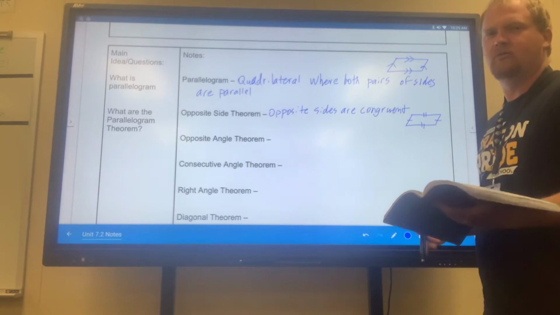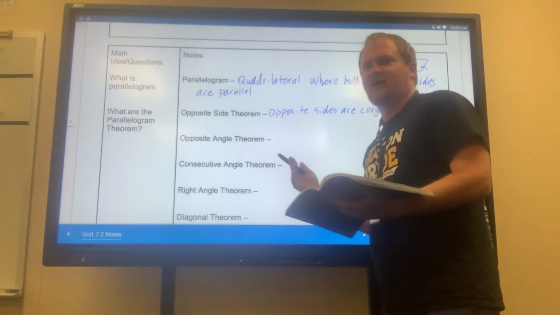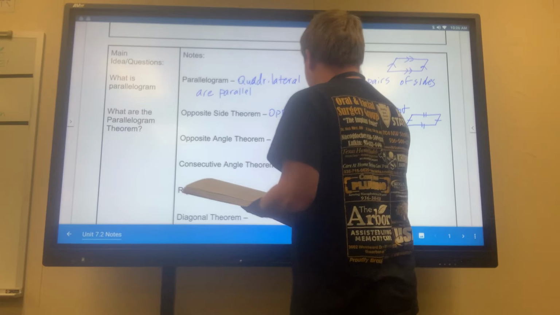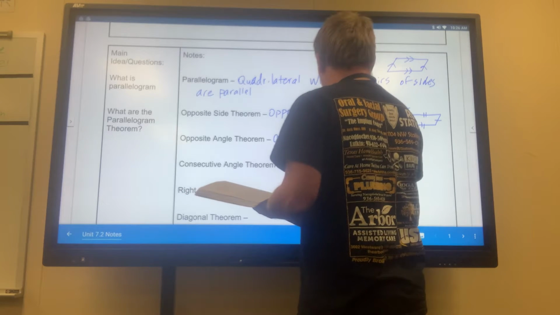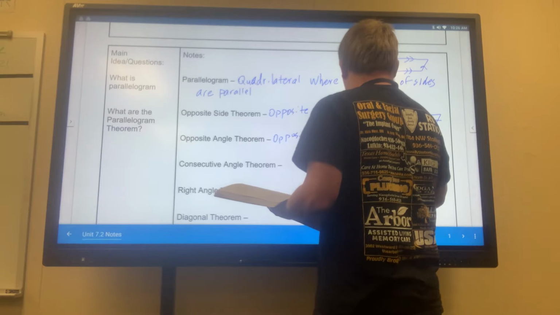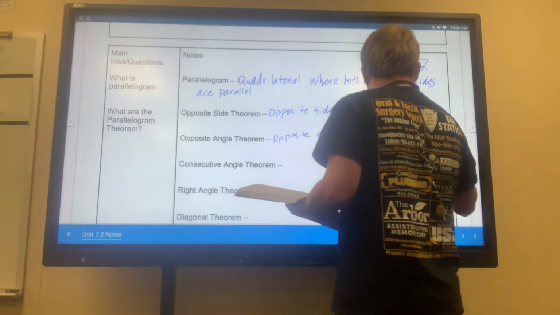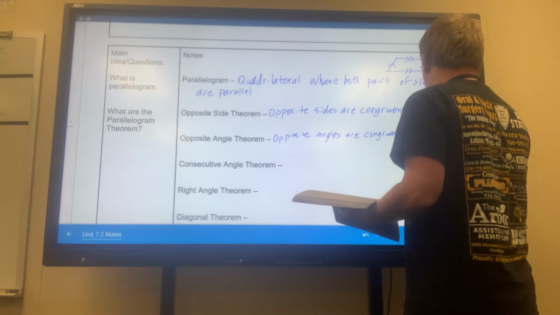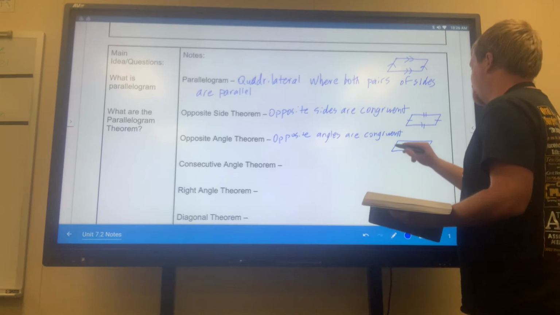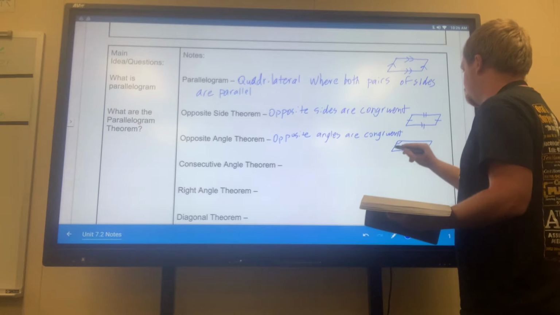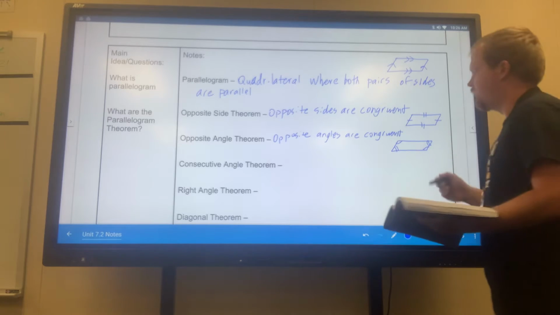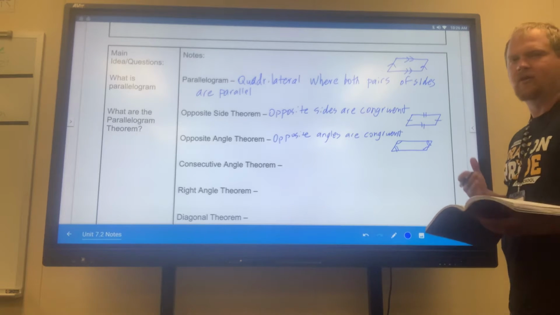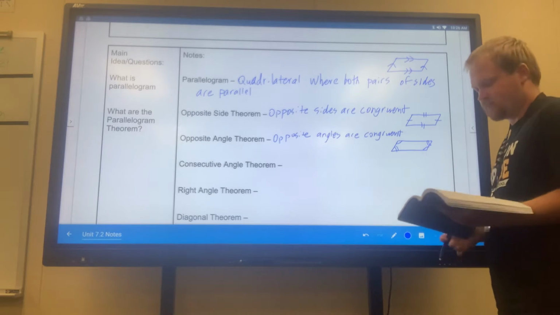Opposite sides are congruent. Now, what about opposite angles? Well, opposite angles are congruent. So, there we go. So if I look at opposite angles, they're going to be congruent as well. Okay? That's another important thing. Opposite angles are going to be congruent.